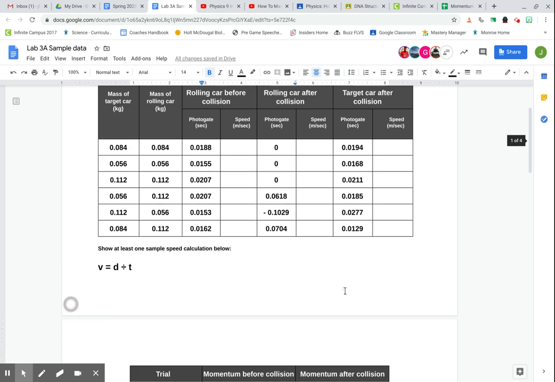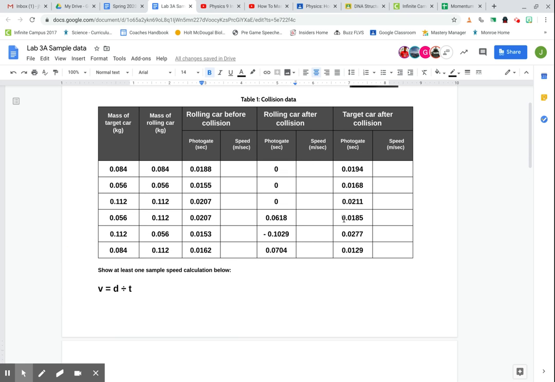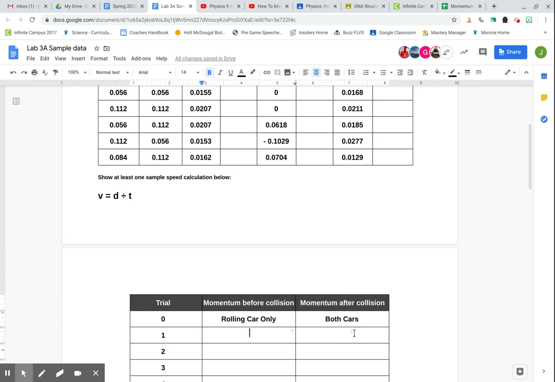Now, for momentum after the collision, we have to understand that in a couple of these situations, both cars moved. Because both cars were moving, we have to calculate both the momentum of the rolling car and the momentum of the target car and add them together. So start here with the rolling car. You're going to take the mass of the rolling car times the speed of the rolling car, and get a number. Then you'll take the mass of the target car times the speed of the target car, get a number, add those two numbers together, and that is what's going to go right here.